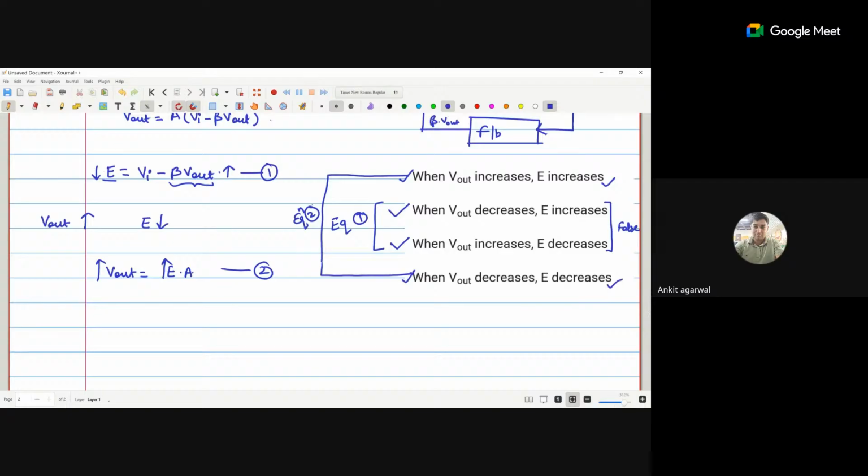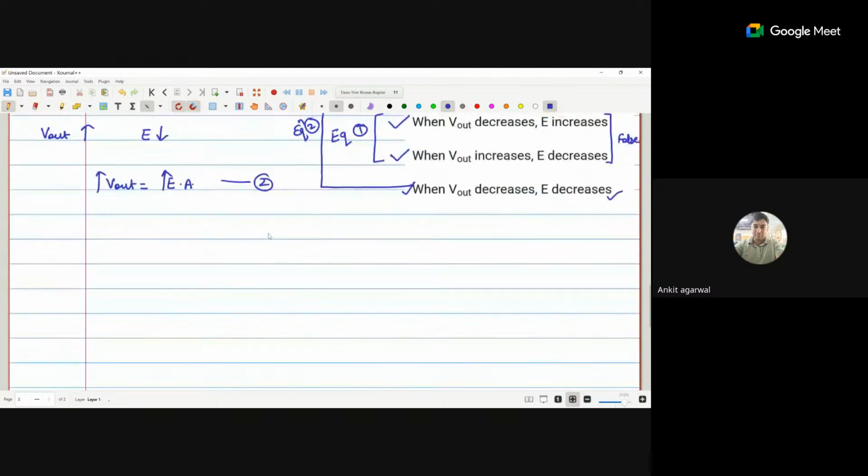Basically, in equation 1, E is not directly dependent on V out. In equation 1, E is a function of V in as well as V out. So we can't say that E is directly proportional to V out. We can't say this thing. So according to equation 1, we can't say what the relation is between V out and E.